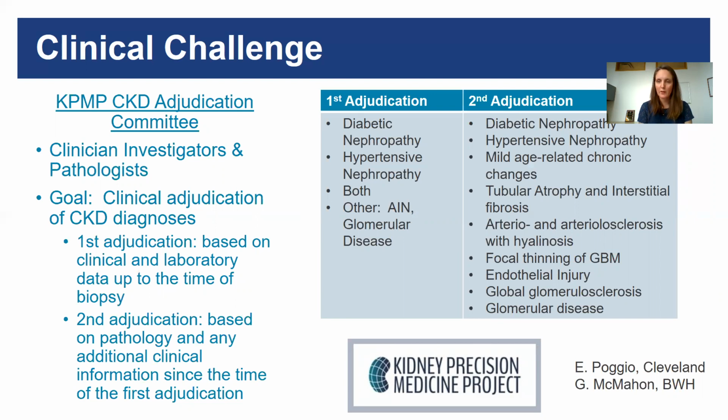So the group reviews all the clinical and laboratory data up to the time of the biopsy. We then, as a group, review not only the kidney biopsy, but any additional clinical information that's happened since that time. And so on the first adjudication, what often happens is that we do use our standard categories, such as diabetic nephropathy, hypertensive nephropathy. The investigators and people that participate here also rate their certainty, and often there's a low level of certainty on what we think we'll find on the biopsy.